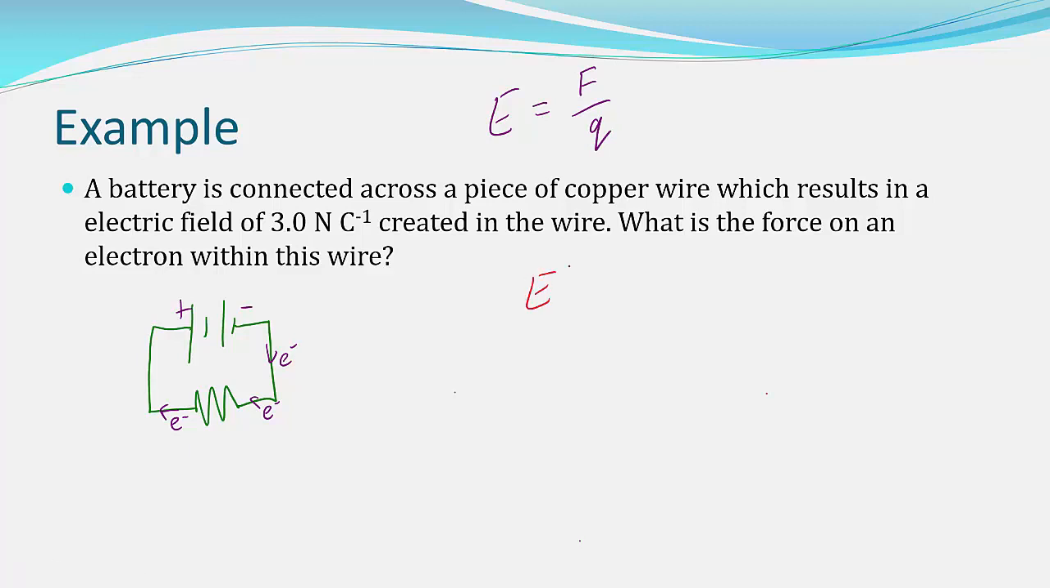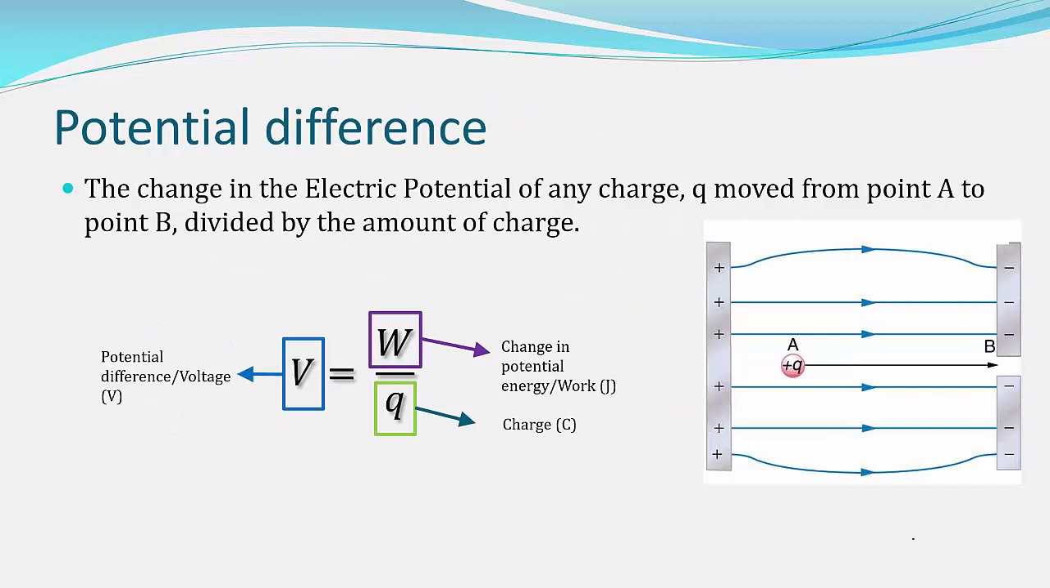Okay, and to answer that question, it's just going to be E is equal to force divided by Q, and you've got the electric field strength. So you're just going to rearrange that equation to get F equals EQ. Remember, it's almost the same as saying F equals MA. And you have 3 times the charge of an electron, so 1.6 times 10 to the negative 19. And you should end up with 4.8 times 10 to the negative 19 newtons. And one of the questions is, well, should I have a negative there because the charge of an electron is negative? Sure.